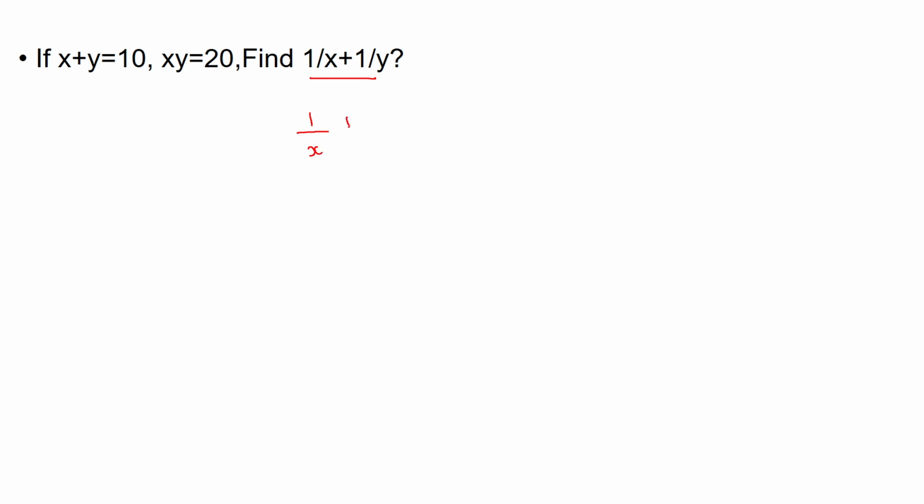This is 1 by x plus 1 by y. What I'm going to do is to take the LCM. So here LCM is x and y. So I need to multiply y over here. And of course, when I multiply y with the denominator, I also need to multiply it with numerator. I need to multiply x over here and then I need to multiply x with numerator as well. So this is y plus x divided by xy.